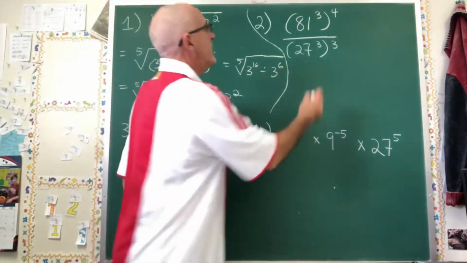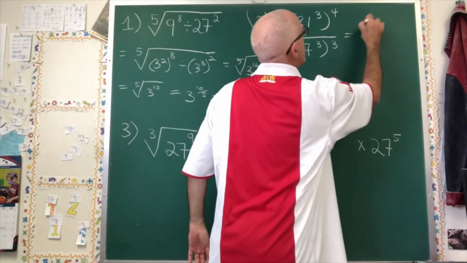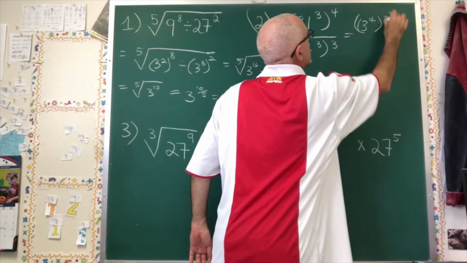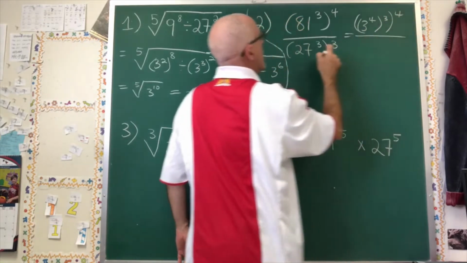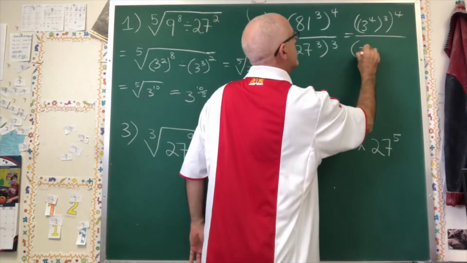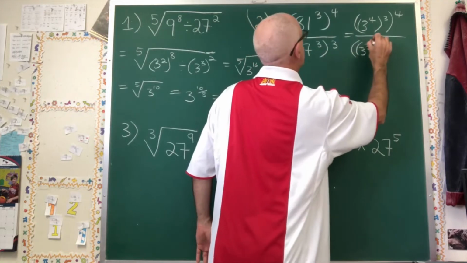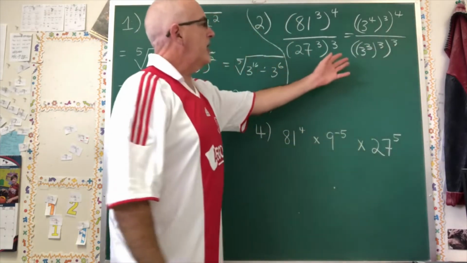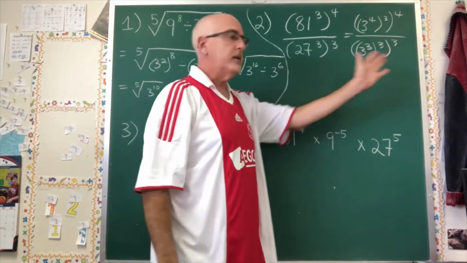Second expression, we have 81, which is 3 to the power of 4. But I need an extra bracket. And we have 27, which is 3 cubed. And I need the extra bracket. We have to be really careful here because of all the 3's. It's easy to get mixed up.